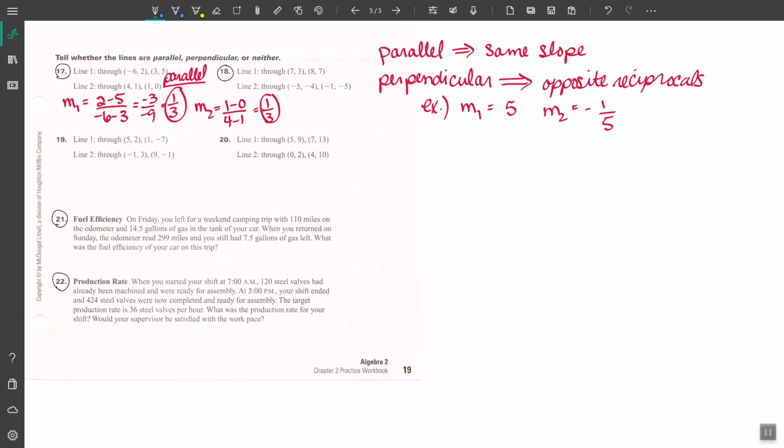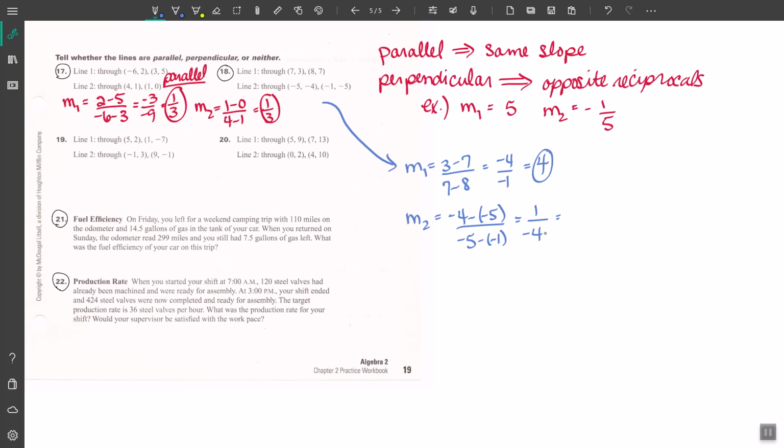All right, we'll try number 18. I'm going to come down here with a new color for number 18. The slope of that first line, 3 minus 7 for the change in y, over the change in x, and you'll end up with a positive 4 for the slope there. Line 2, negative 4 minus a negative 5. Watch those negative signs when you're subtracting these negative numbers. Make sure you don't lose a sign there.